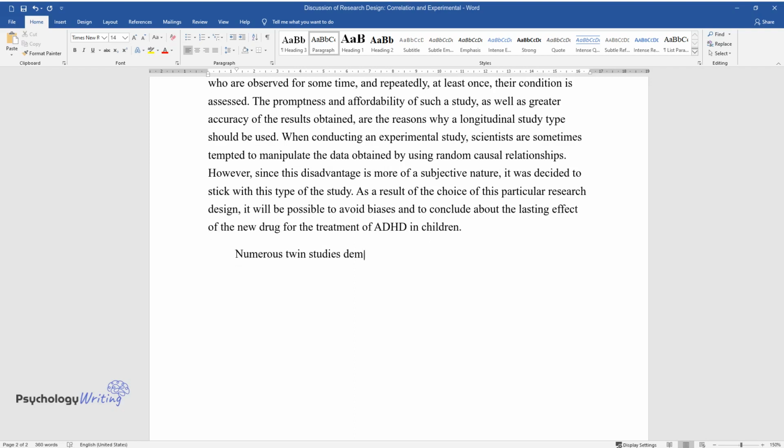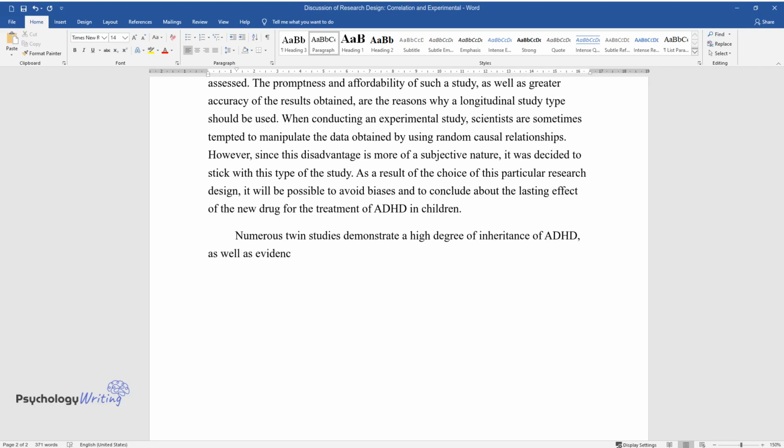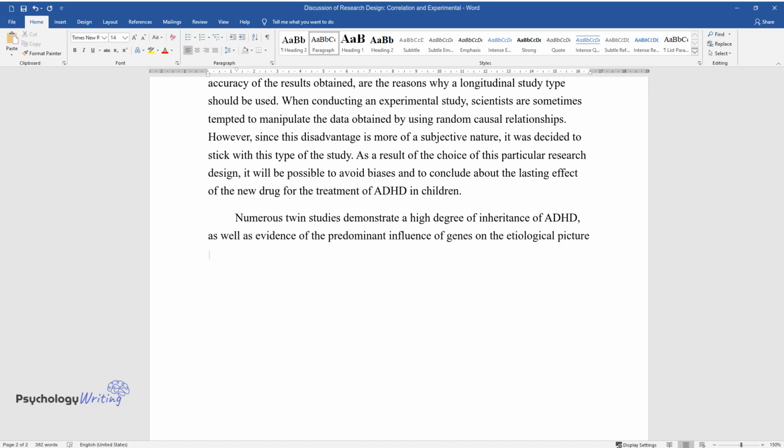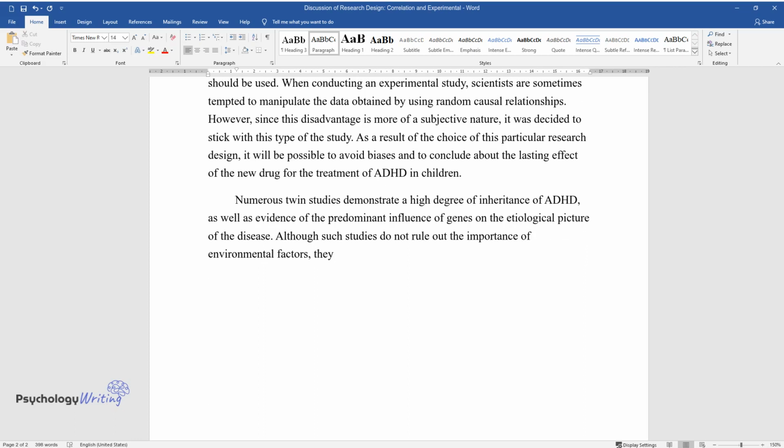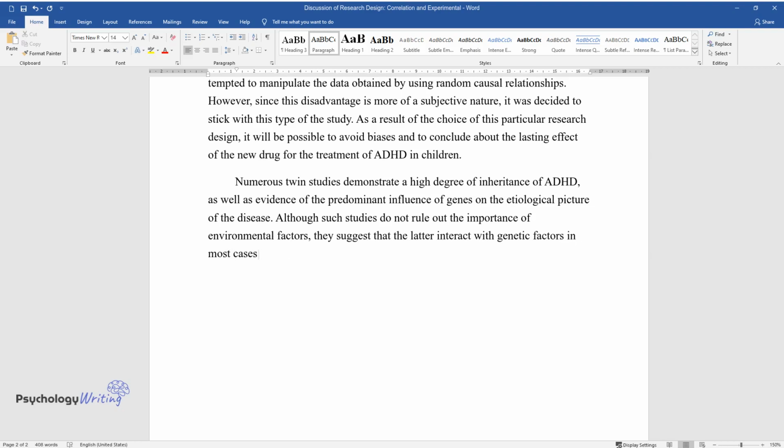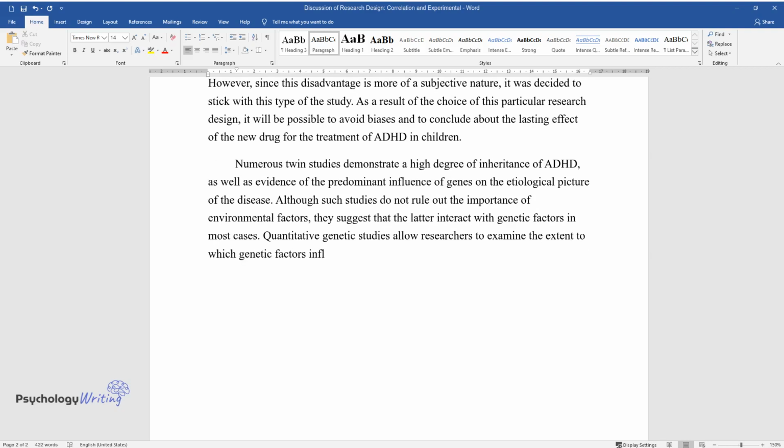Numerous twin studies demonstrate a high degree of inheritance of ADHD, as well as evidence of the predominant influence of genes on the etiological picture of the disease. Although such studies do not rule out the importance of environmental factors, they suggest that the latter interact with genetic factors in most cases. Quantitative genetic studies allow researchers to examine the extent to which genetic factors influence ADHD.